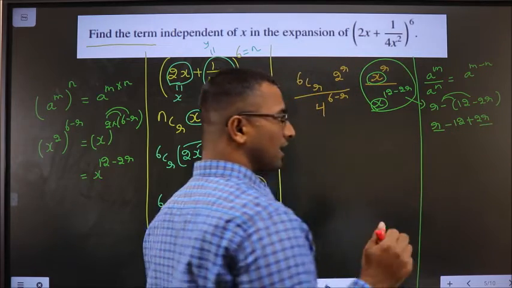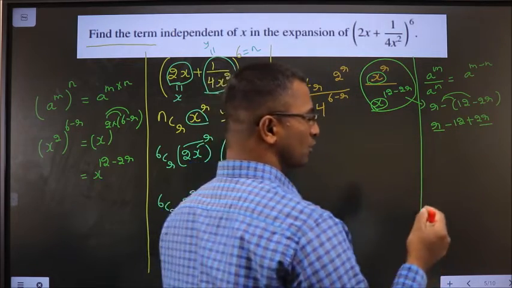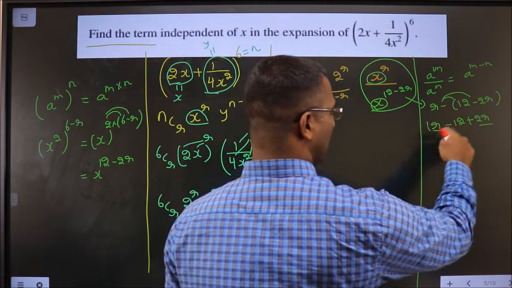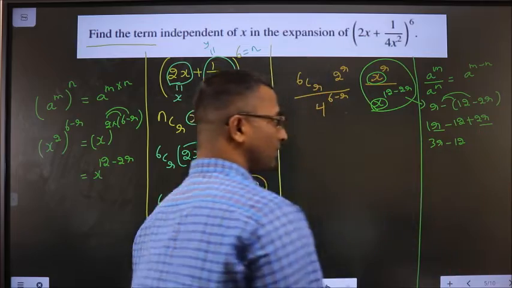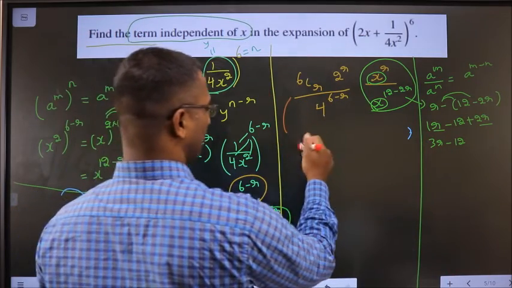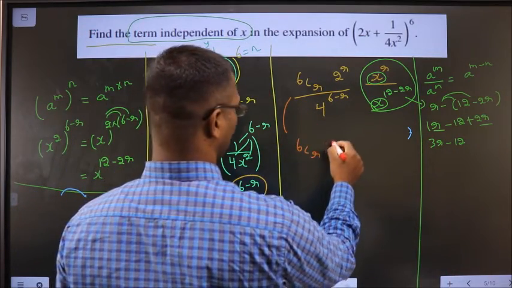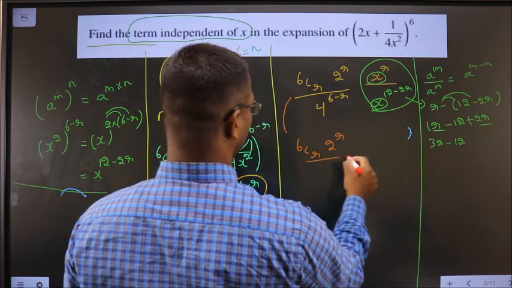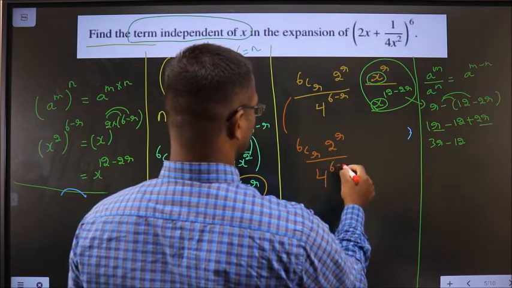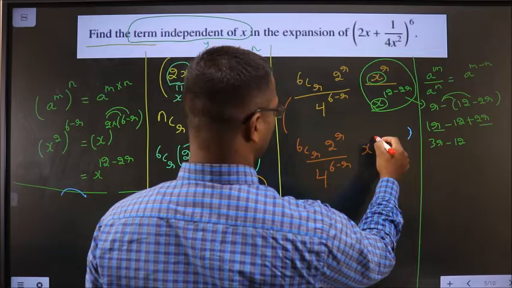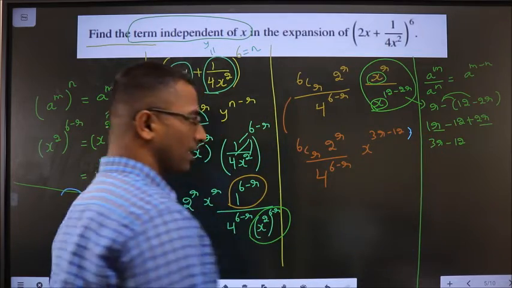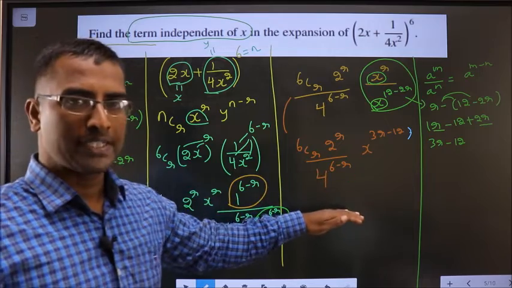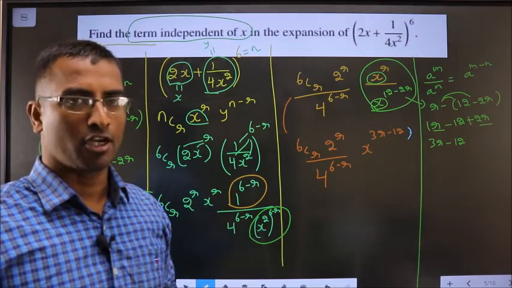Now these are like terms, so add them. So r plus 2r will be 3r minus 12. This will become now 6CR 2 power r by 4 power 6 minus r and x power 3r minus 12. Clear? This cannot be simplified further, so I stop now.